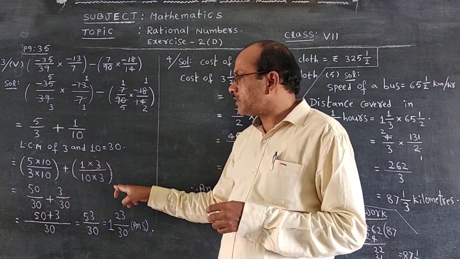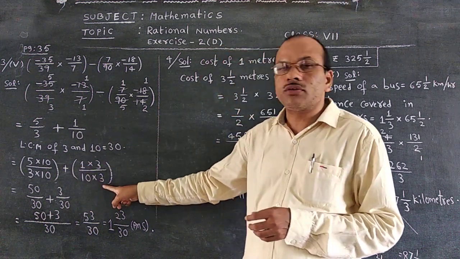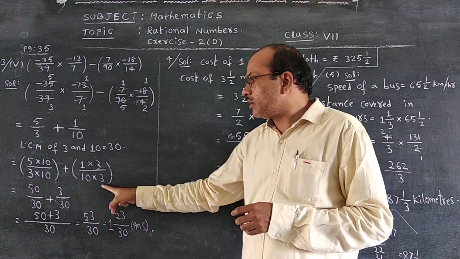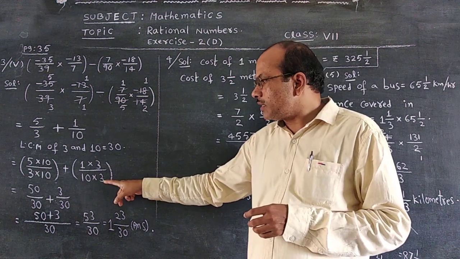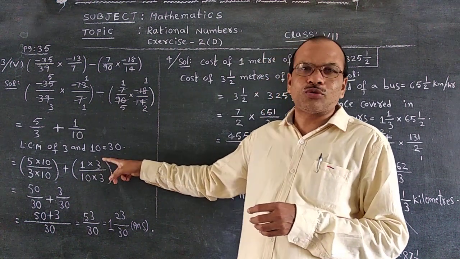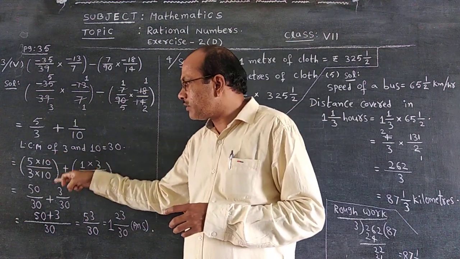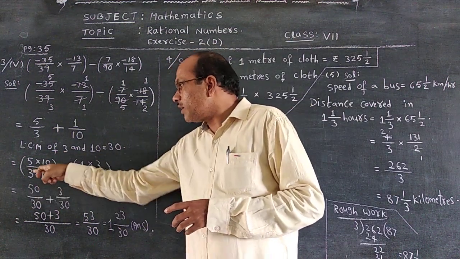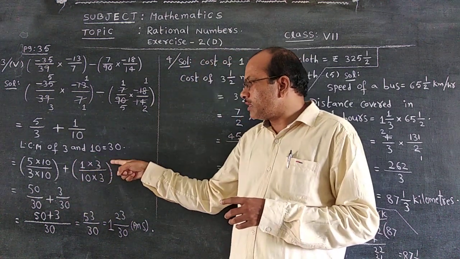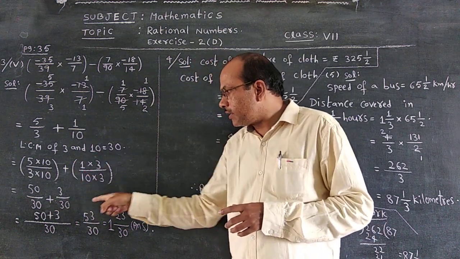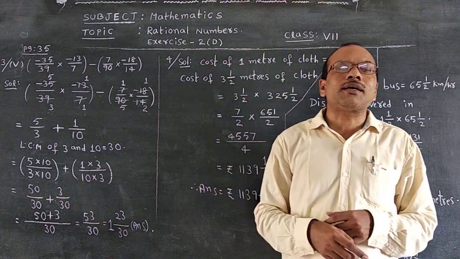Within the bracket, this 1 by 10 I have written. 10 should multiply with 3. 10 into 3 gives our LCM. That's why 3 is written. The same 3 I have to write in the numerator also as per the procedure. Then next 5 tens are 50 by 3 tens are 30. Again plus symbol. 1 threes are 3 by 10 threes are 30. Now both the denominators are 30.